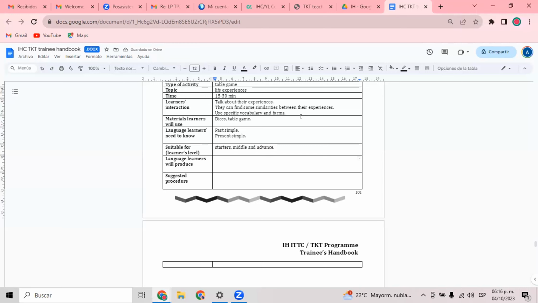Language learners will produce maybe writing skills, or speaking and writing skills, because they can write down the experiences that they listen to from the other peer.